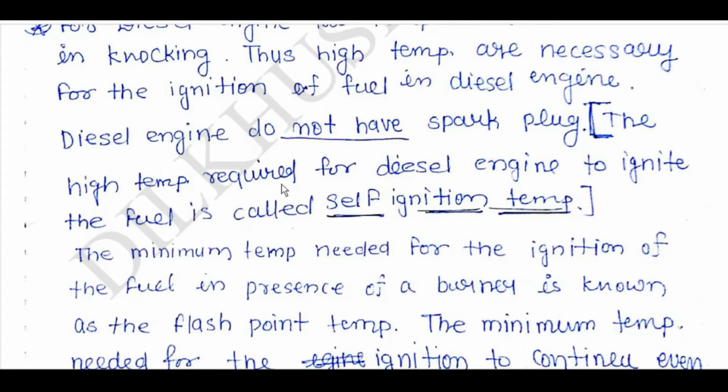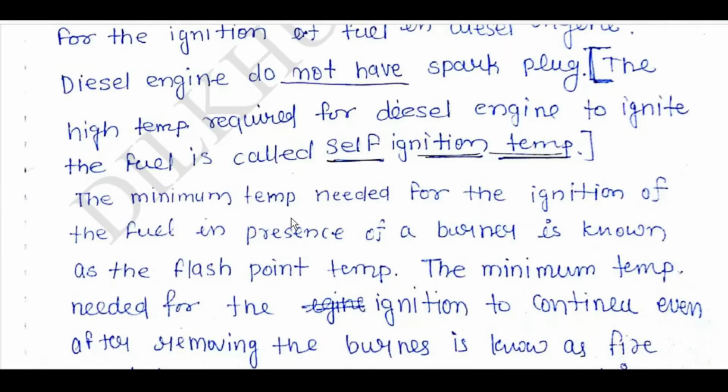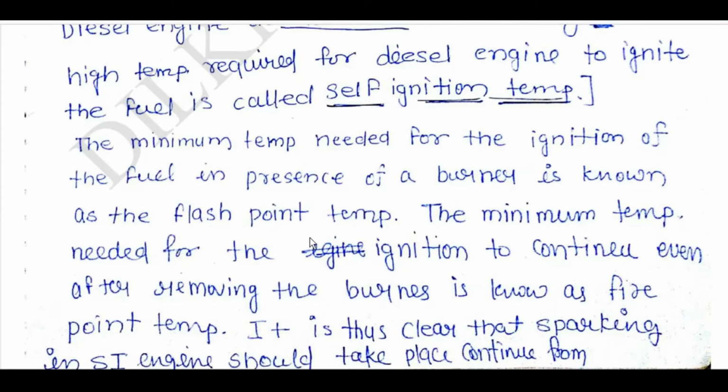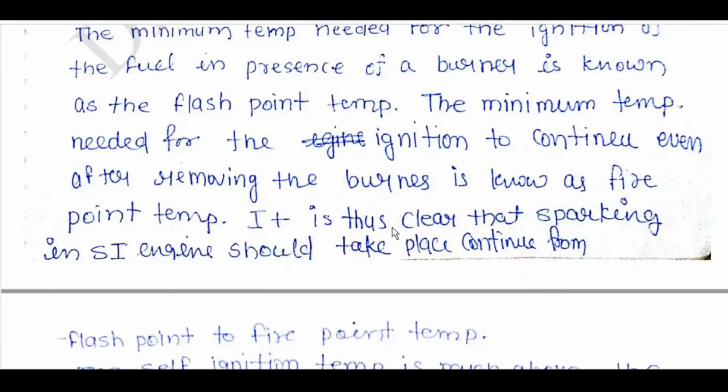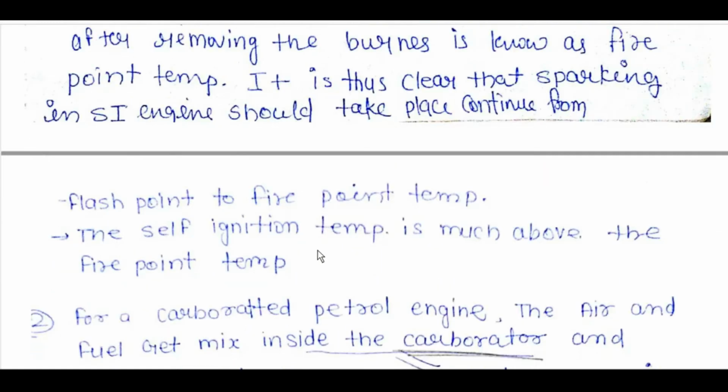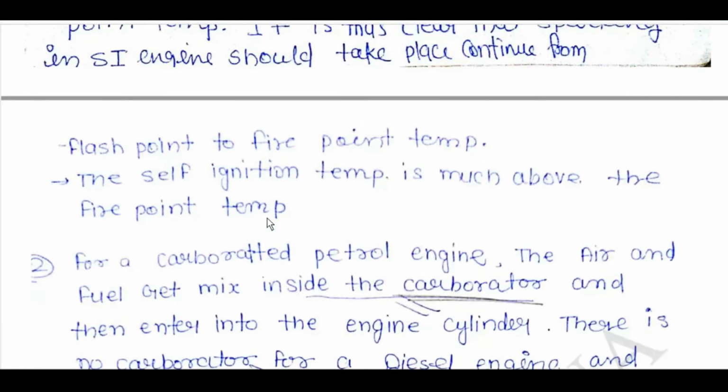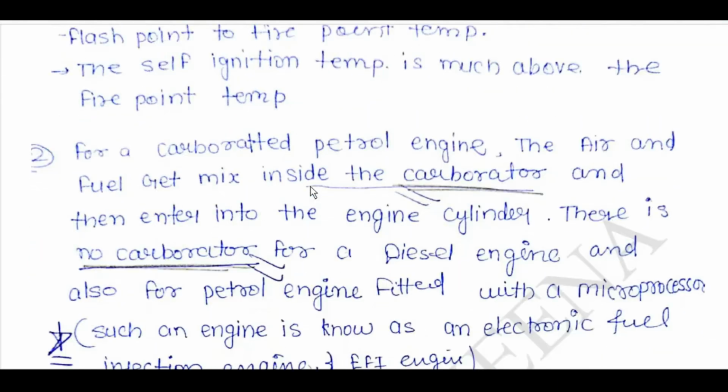The high temperature required for a diesel engine to ignite the fuel is called self-ignition temperature. The minimum temperature needed for ignition of fuel in presence of a burner is known as the flash point temperature. The minimum temperature needed for the ignition to continue after removing the burner is known as the fire point temperature. It is thus clear that sparking in an SI engine should take place in continuous form, from flash point to fire point temperature. The self-ignition temperature is much above the fire point temperature.